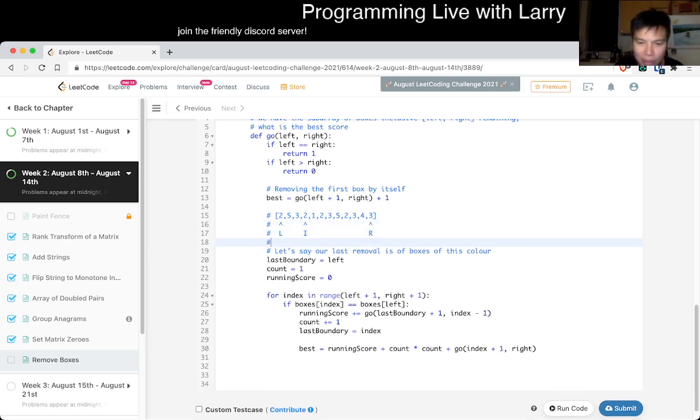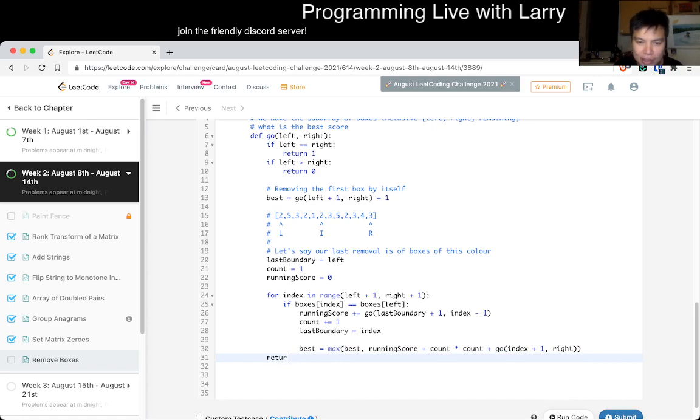then basically the running score gives us everything in between. So let's actually move this in a little bit. The running score will give us the sum of this plus this, and the count will give us the score removing the 2's, which are all these things. And then this thing is just the score that you get for the rest of the components, right? The rest of the subarray. So this is a possible score, and we basically take the max of this and the current score. And then at the very end, we just return best.